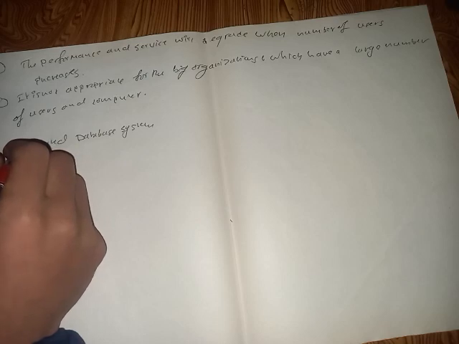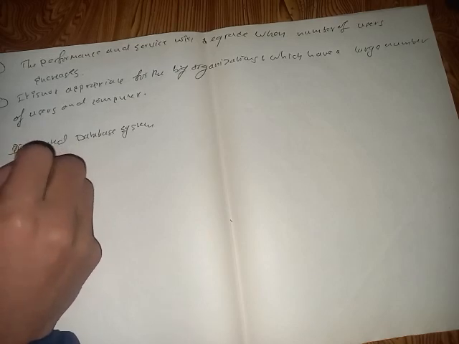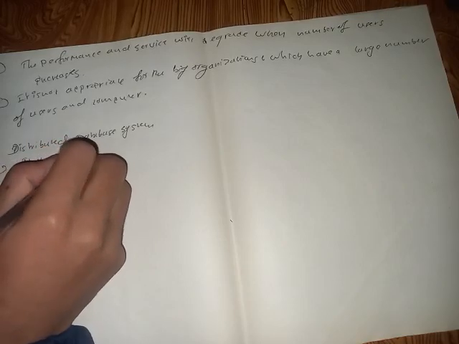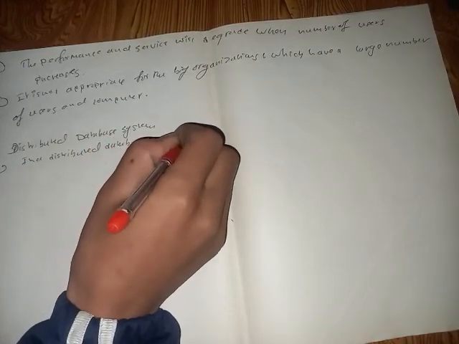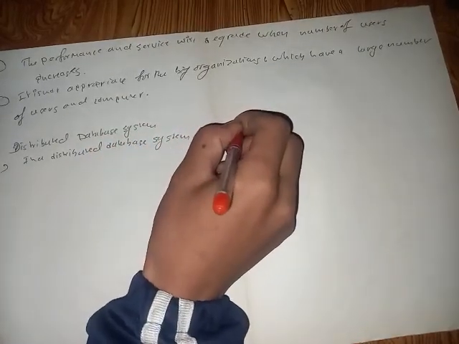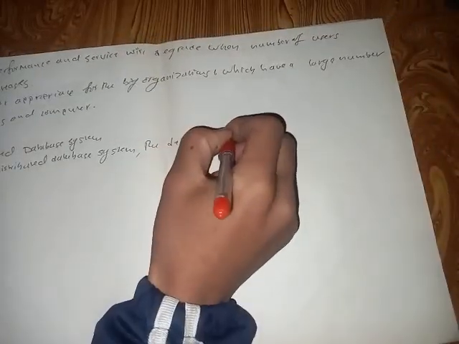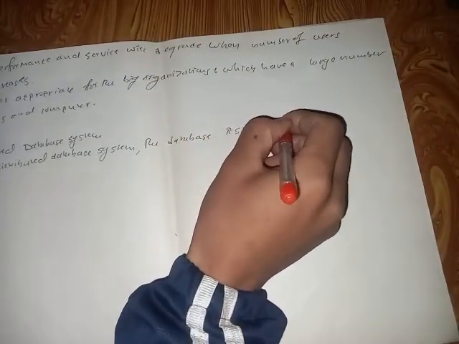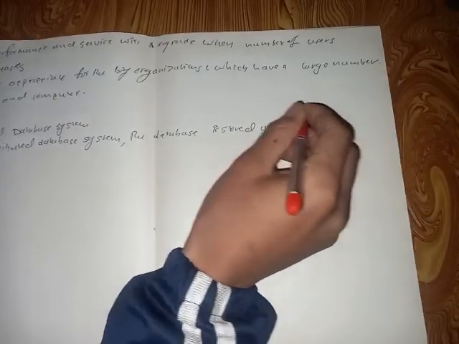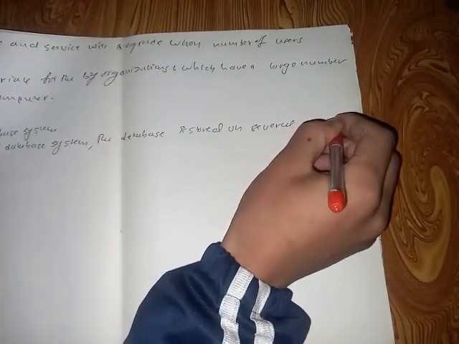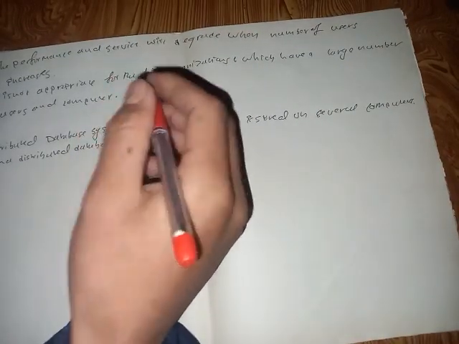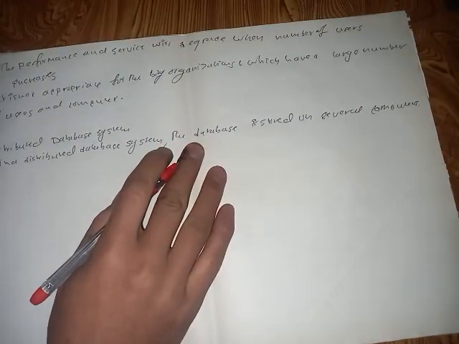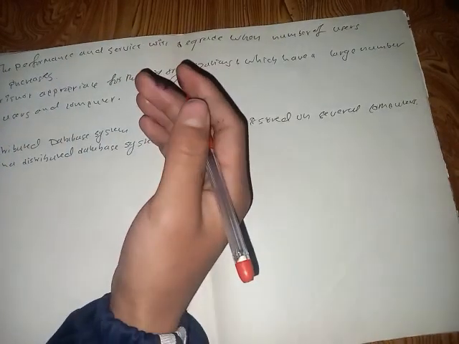In addition, in a distributed database system, the database is stored on several computers. The distributed databases are databases located at different places, and they facilitate easy access to the data from any location.